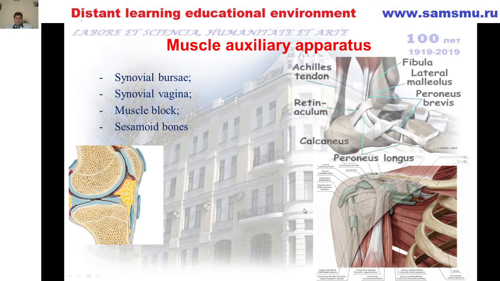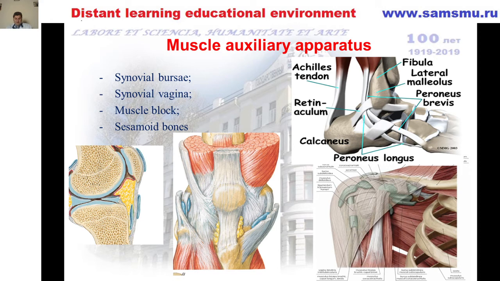Next, muscle block and sesamoid bones. So the muscle block is located in the place where the tendon changes its direction. Thanks to the block, the tendon does not move to the side. This is a bony protrusion, the rubbing surface of which is covered with cartilage. As a rule, there is a synovial bursa between the block and the tendon.